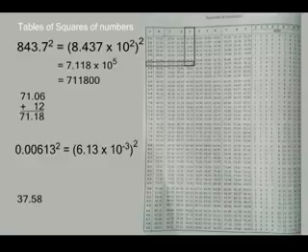Square of 10 raised to negative 3 is 10 raised to negative 6, and so we shall have 37.58 times 10 raised to power negative 6. The decimal can move leftwards, so we get 3.758 times 10 raised to power negative 5. Notice that moving the decimal leftwards increases the power of 10 from negative 6 to negative 5.